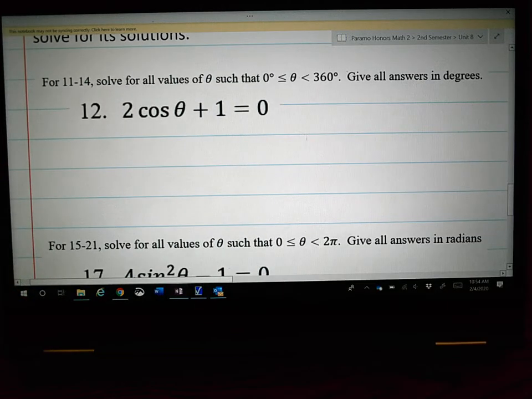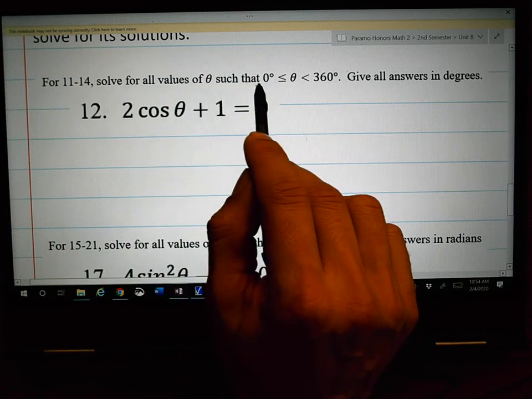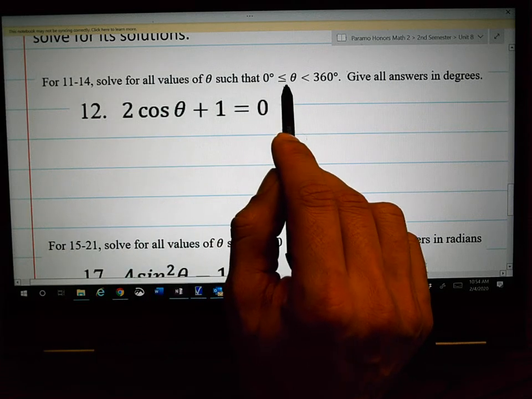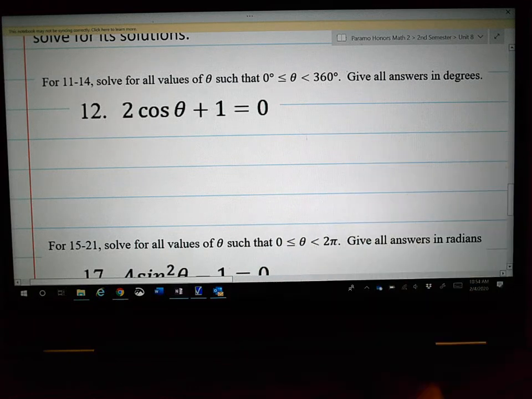This is number 12. It says, solve for all values of theta such that 0 degrees is less than or equal to theta and less than 360 degrees. Period. Give all answers in degrees. If you ever see a test question that looks like this, it's telling you your angle is between 0 and 360. It could be equal to 0, but it has to be smaller than 360. You would never give 0 and 360 as an answer because it's not equal to the 360.